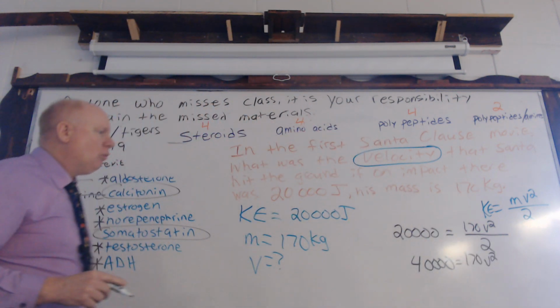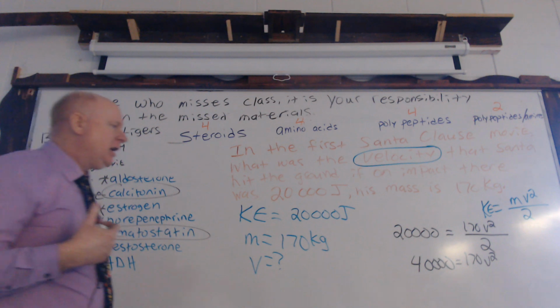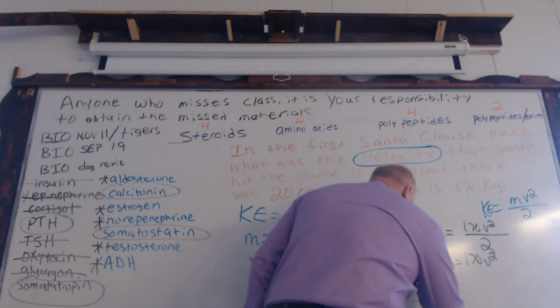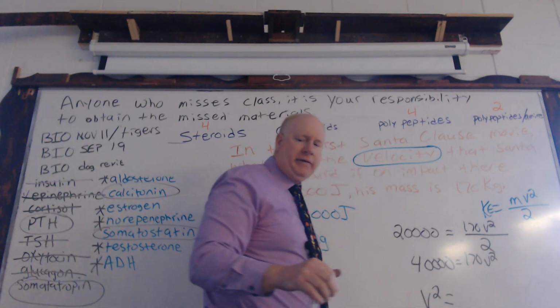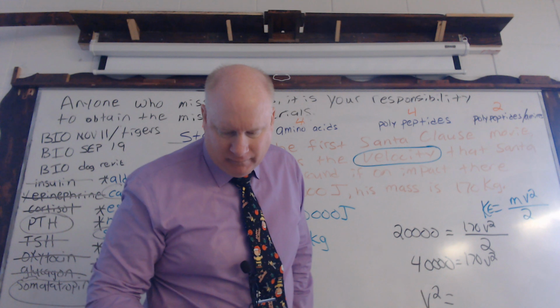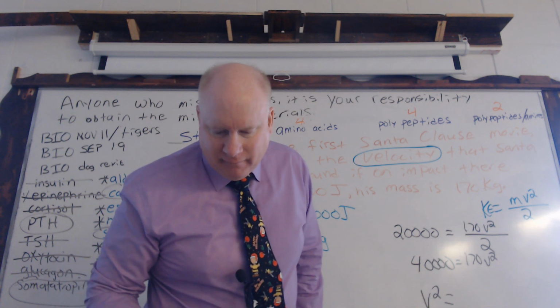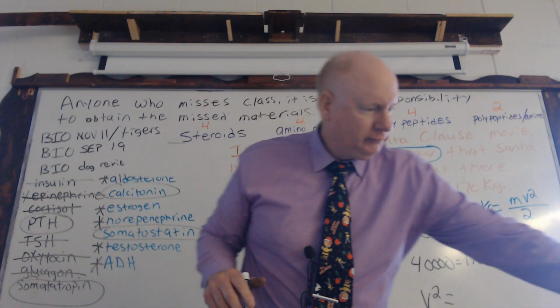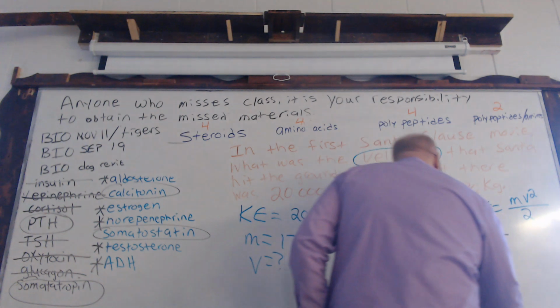So how do we get v squared all by itself? Divide each side by 170, so then v squared equals whatever that is divided by 170. Okay, so 40,000 divided by 170, 235.29.